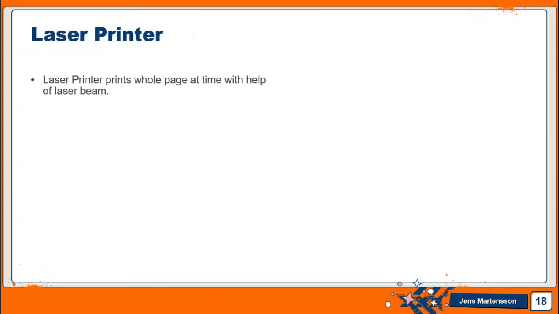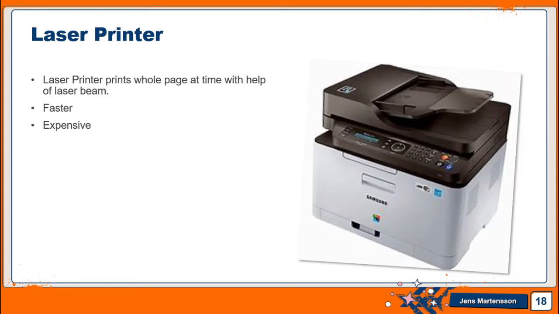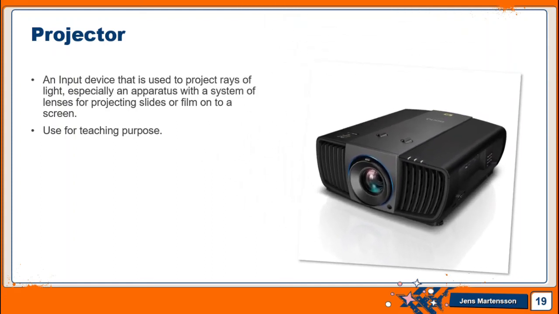Laser printer. A laser printer prints a whole page at a time with the help of a laser beam. It is faster and expensive, but its quality is very good compared to any other printers. Projector. A projector is an output device used to project rays of light, especially an apparatus with a system of lenses for projecting slides or films onto a screen. If you want to project things on a big screen, a projector is a good device. This is used for teaching purposes, and it is also used for entertaining. If you want to entertain various people, you can use this projector. You can see this is the photo of a projector.